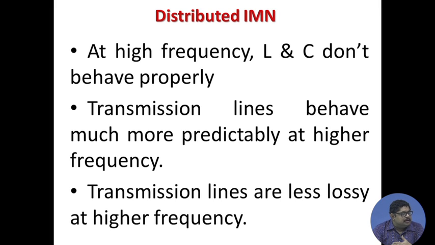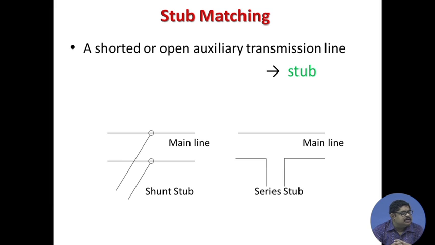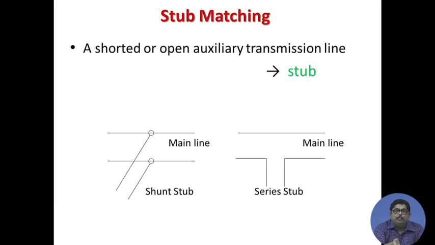Transmission lines are less lossy at higher frequency. So, they are used for this impedance matching network. Now, if there is a power transport going on in the main line, that is called the main line, and for impedance matching we use some auxiliary transmission lines. That transmission line may be shorted or open, and that is called a stub. So, I can have an open stub or I can have a short stub.